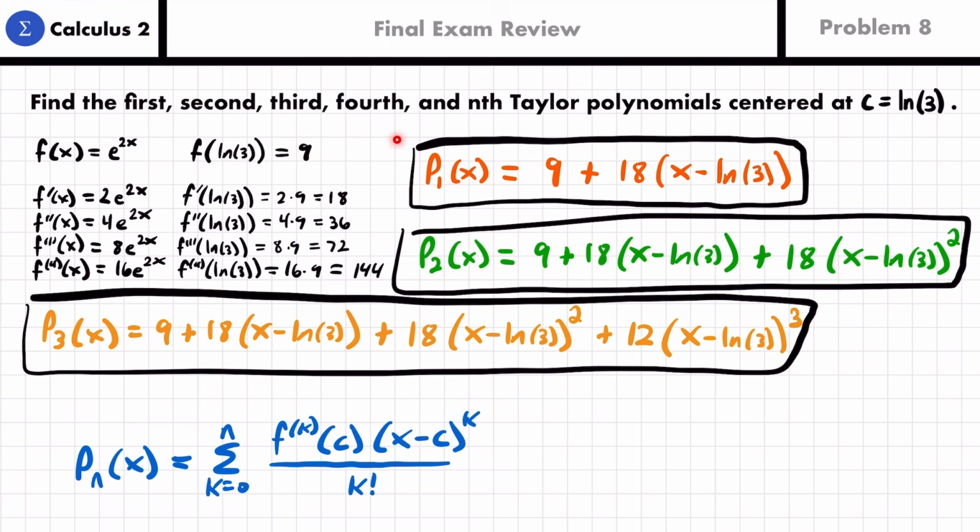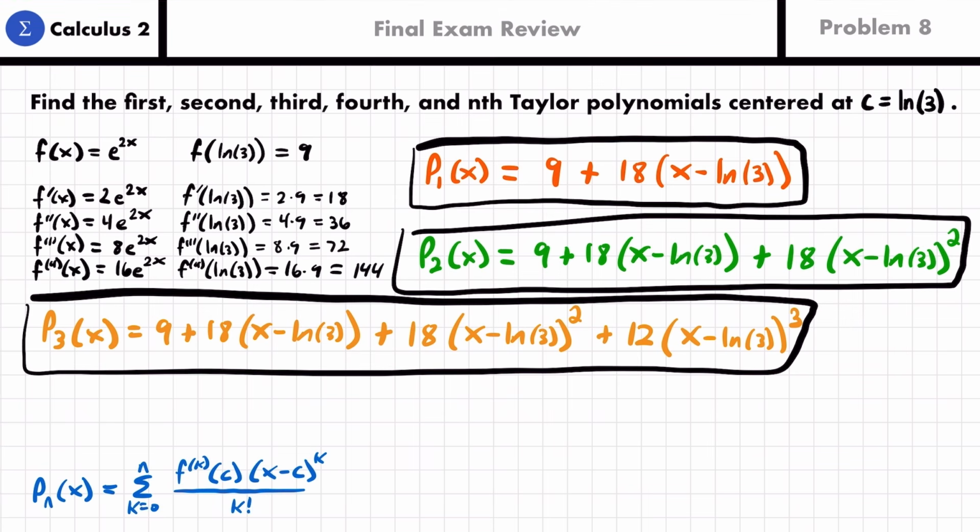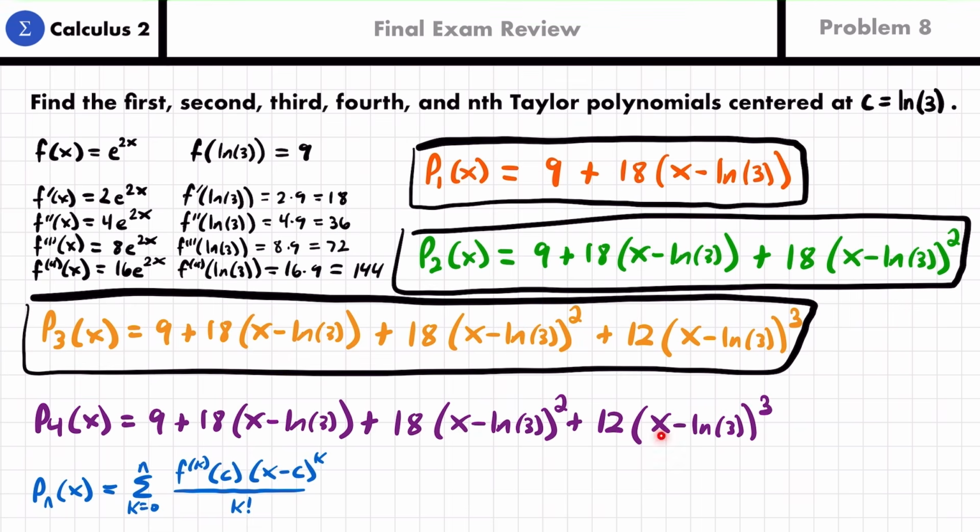Now let's move on to the fourth Taylor polynomial, which would be p4 of x. The fourth Taylor polynomial will include all of the terms from the third Taylor polynomial plus an additional term. So this is what we have so far, but then we want to add on one more term where k is equal to 4. So we have the fourth derivative evaluated at c times x minus c to the power of 4 divided by 4 factorial.